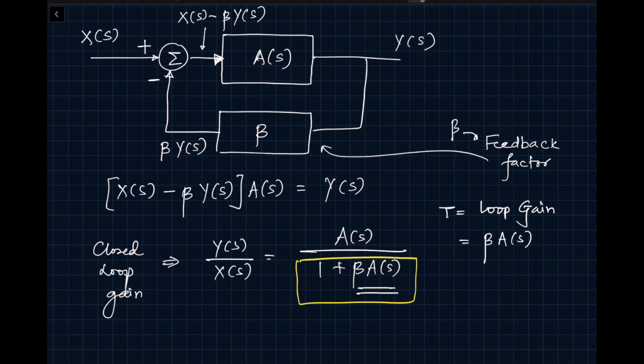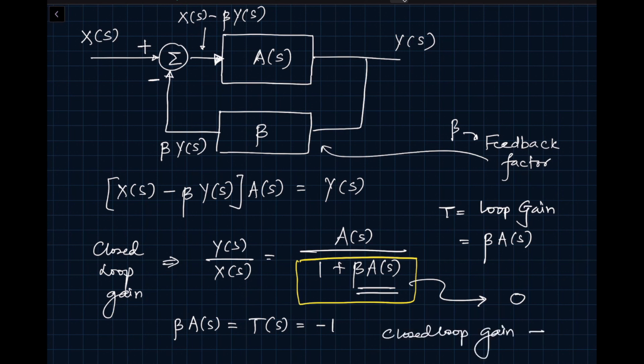Now, let's pay attention to the denominator. If beta times A(s), which is T(s), the loop gain, is equal to minus 1, then what happens? We can immediately tell that this term will go to 0, as a result of which the closed loop gain will go to infinity. What this really means is you have a very large output at y(s), and the circuit is oscillating. So we get into a condition where without any input, we have a very large output, and we call that the Barkhausen criteria for oscillations.